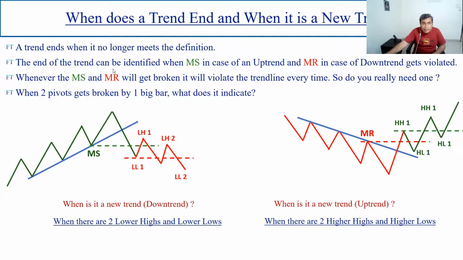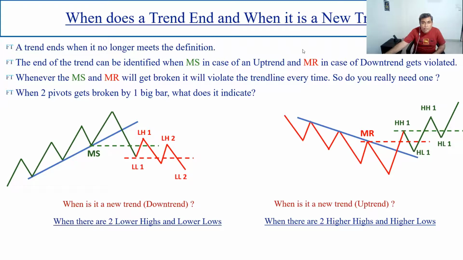The end of the trend can be identified when major support in the case of an uptrend, and major resistance in the case of a downtrend, gets violated. We have just seen through a couple of examples that in an uptrend, when your major support gets broken, it means the uptrend is over, and the same is the case with major resistance. In a downtrend, when your major resistance gets broken, it is no longer meeting the definition of a downtrend, and that trend is over. Whenever the major support or major resistance gets broken, it will violate the trend line every time.